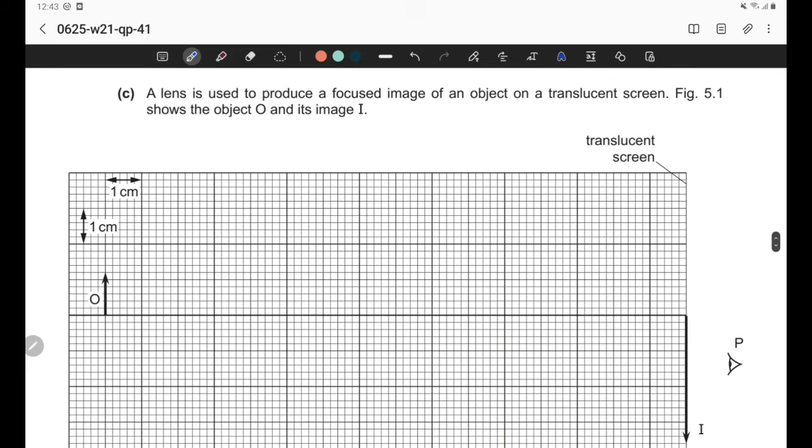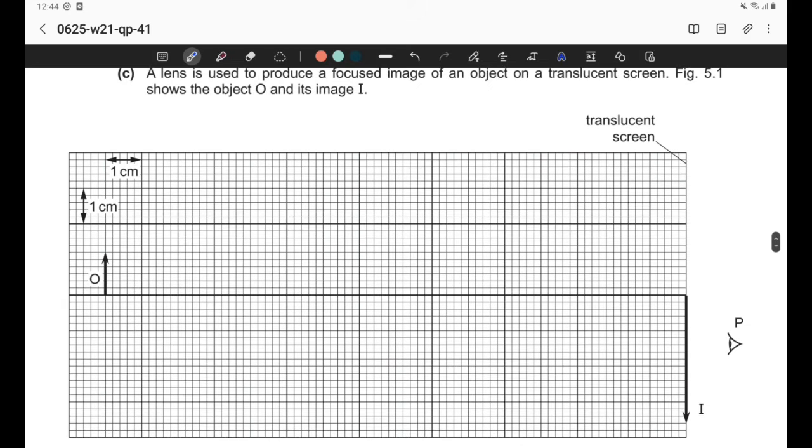Part C. A lens is used to produce a focused image of an object on a translucent screen. Figure 5.1 shows the object O and its image I. So here we can see the object and the image. Image is inverted and magnified compared to the size of the object. It's clear from the graph.